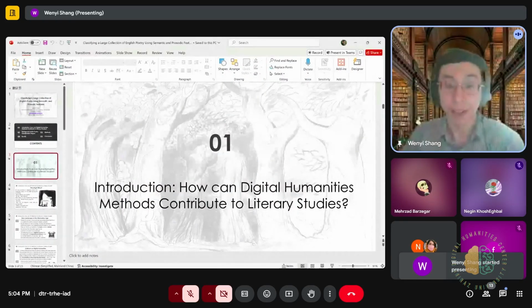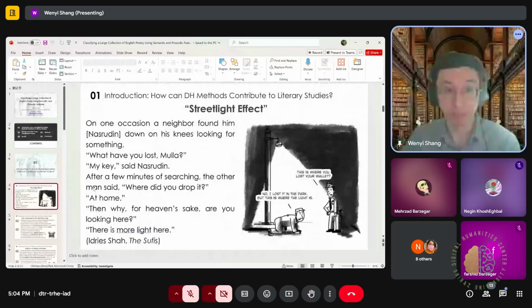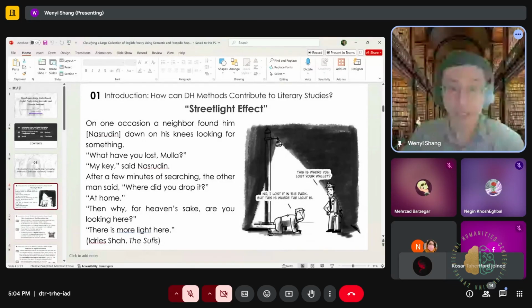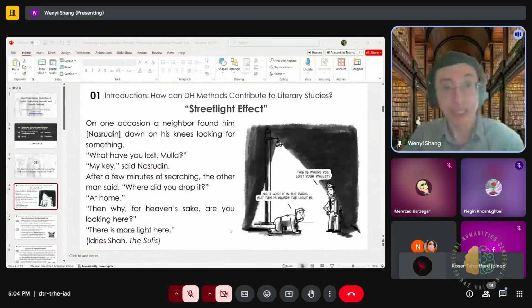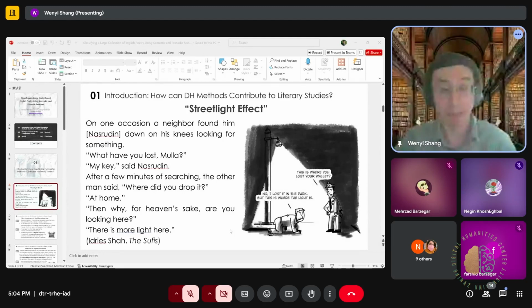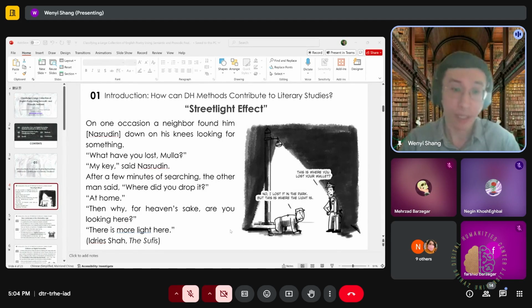Okay, so first, introduction. How can digital methods contribute to literary studies? I'll begin with this story. The street light effect. On one occasion, a neighbor found Nasruddin down on his knees looking for something. What have you lost, Mullah? My key, said Nasruddin. After a few minutes of searching, the other man asked, where did you drop it? At home. Then why, for heaven's sake, are you looking here?